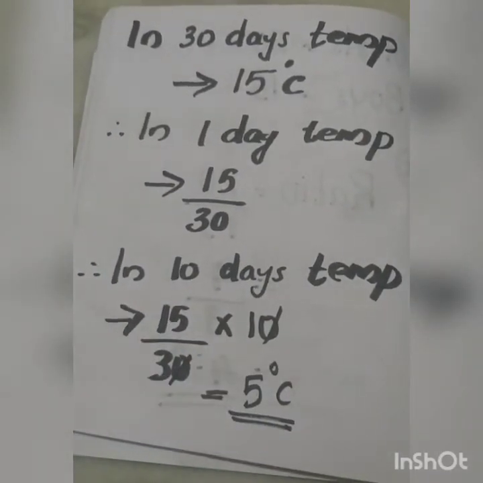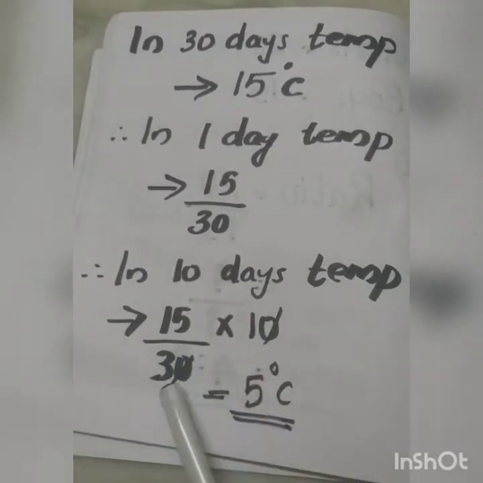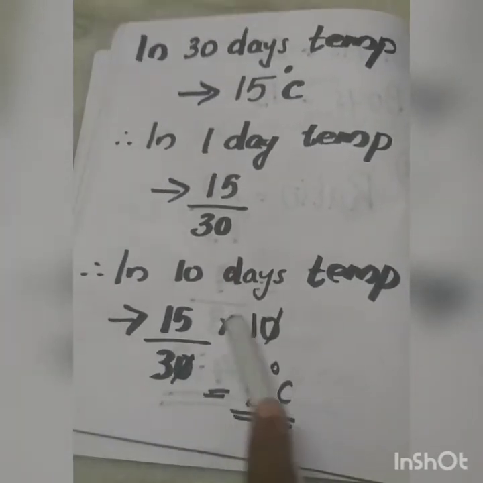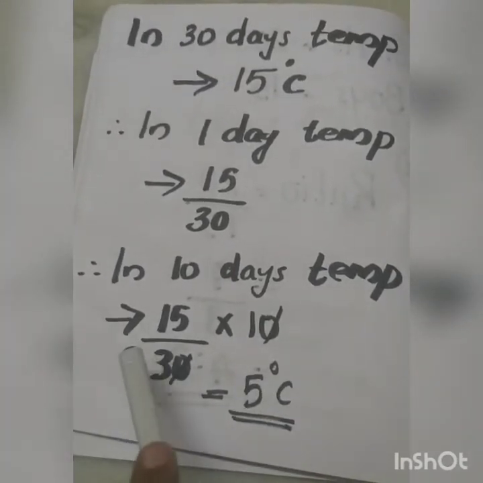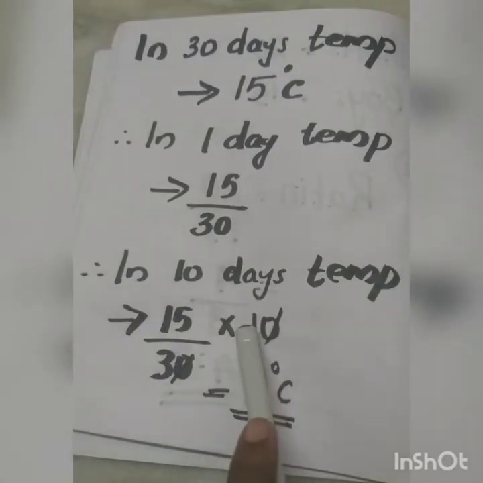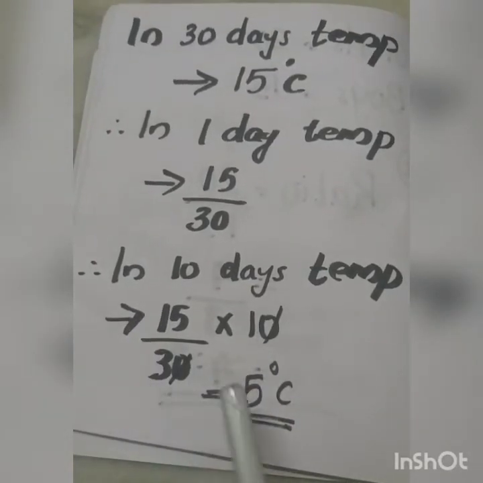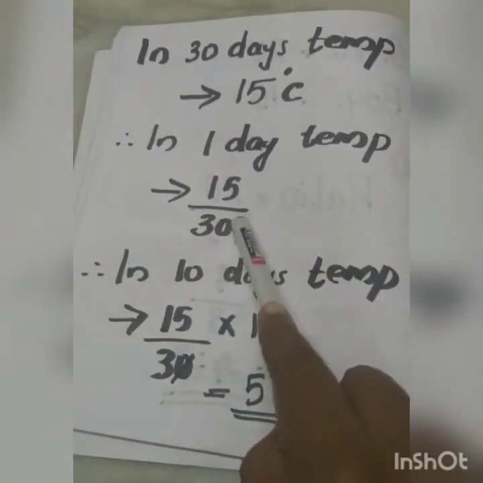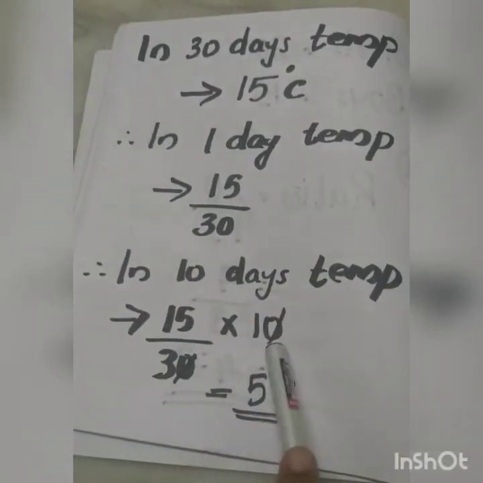Here I didn't calculate 15 by 30, so instead I wrote it in the same way: 15 by 30 into 10. Now, here 30 and 10 I can cancel. That 0 I cancel. So, what is remaining? Here 3 only remaining, here 1 only remaining. So, now 15 by 3, 5 degrees Celsius. That made my calculation easy. If I had calculated here, I would be getting a decimal number, then that decimal number I would have to multiply with 10.